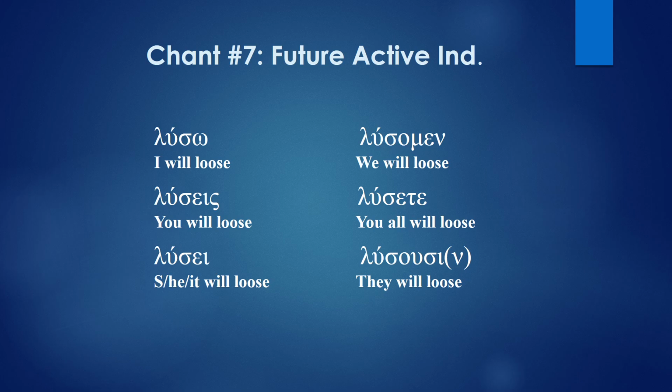Lusomen, first person plural, we will loose. Lusete, second person plural, you or y'all will loose. And lusousi, third person plural, they will loose. And now, just the chant by itself. Luso, luseis, lusei, lusomen, lusete, lusousi.